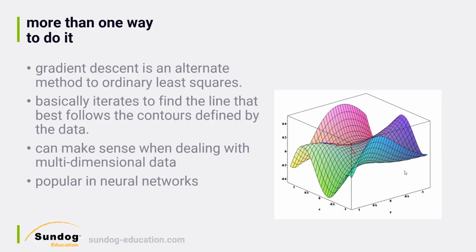Like I said, it is popular in neural networks because gradient descent is this iterative technique that really fits well with the concept of training a neural network as you feed it more and more data over time and propagate that error backward through the neural network. We'll get into that in more depth shortly.